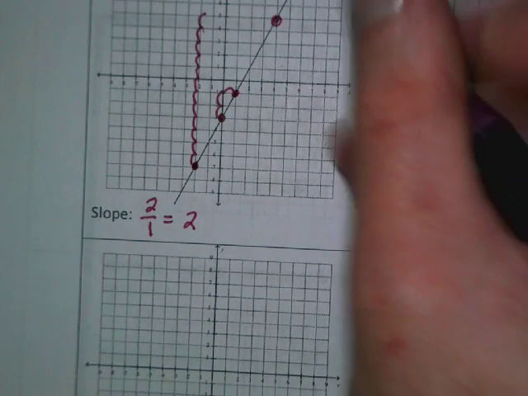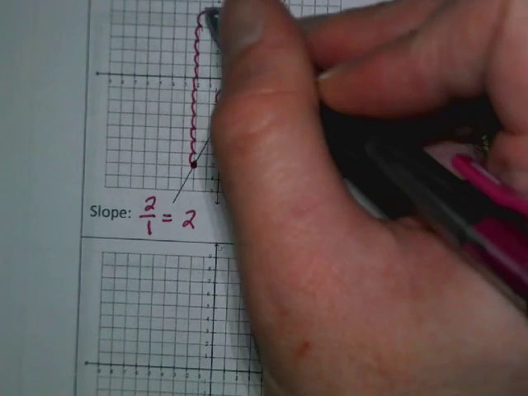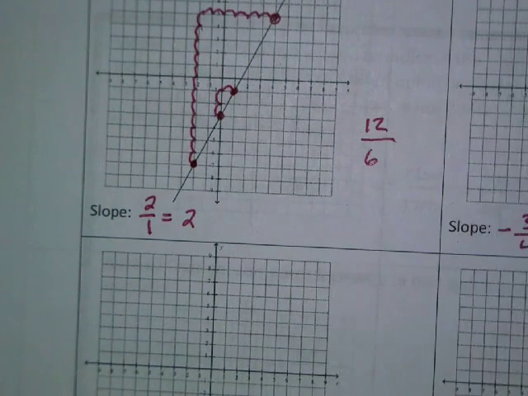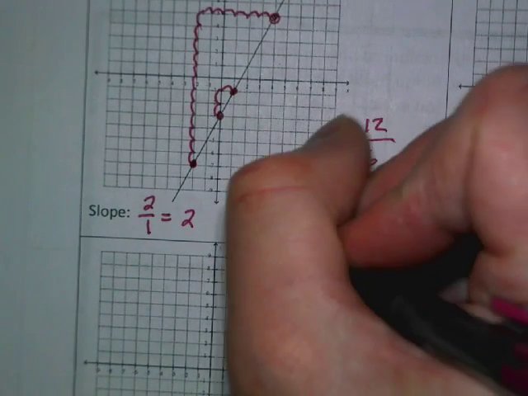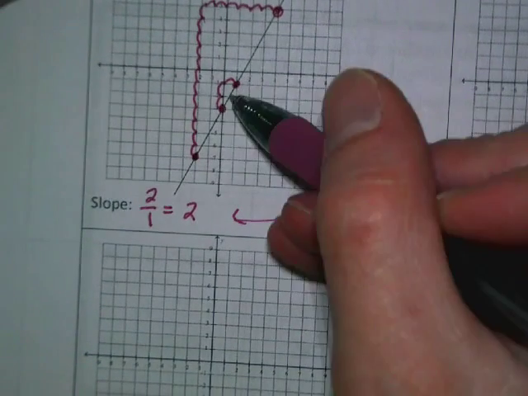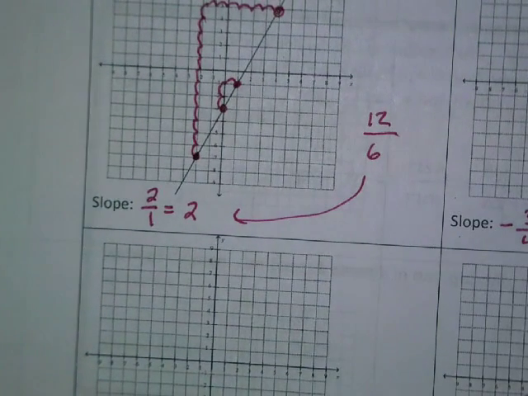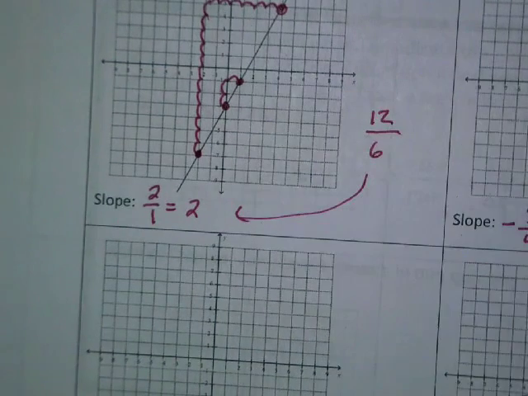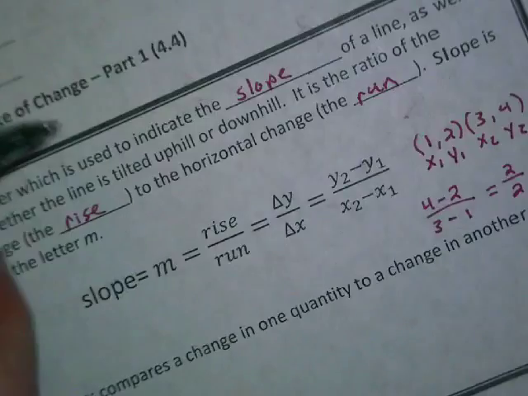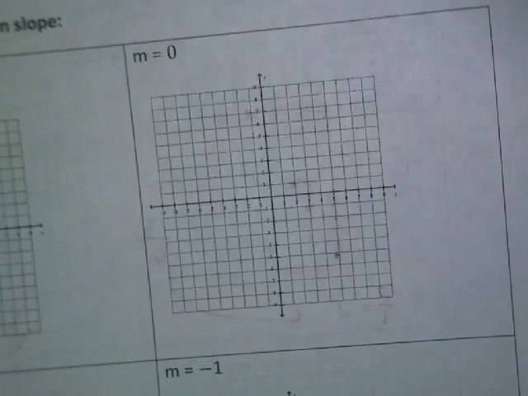So if I were to count that vertical change, 1, 2, 3, 4, 5, 6, 7, 8, 9, 10, 11, 12. Horizontal change, 1, 2, 3, 4, 5, 6. And what's 12 divided by 6? Still get 2. Okay, so that's just showing you any points work, but make it easy on yourself. Pick 2 points that are close. That's a lot of counting. Easy to miss one when you're counting that much.